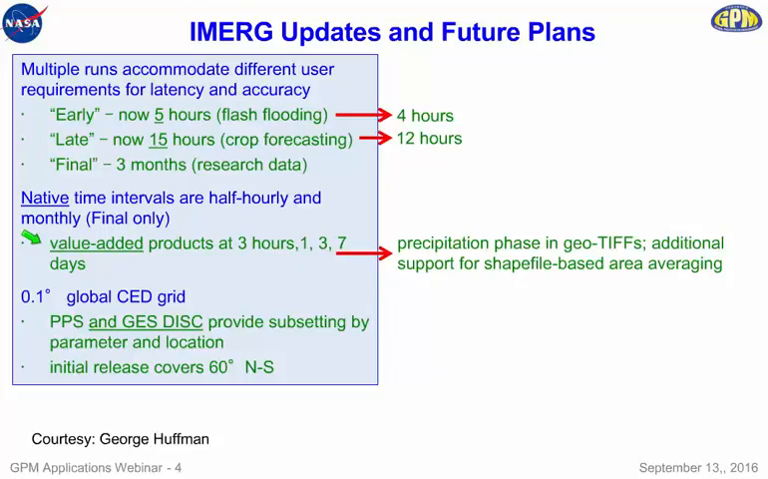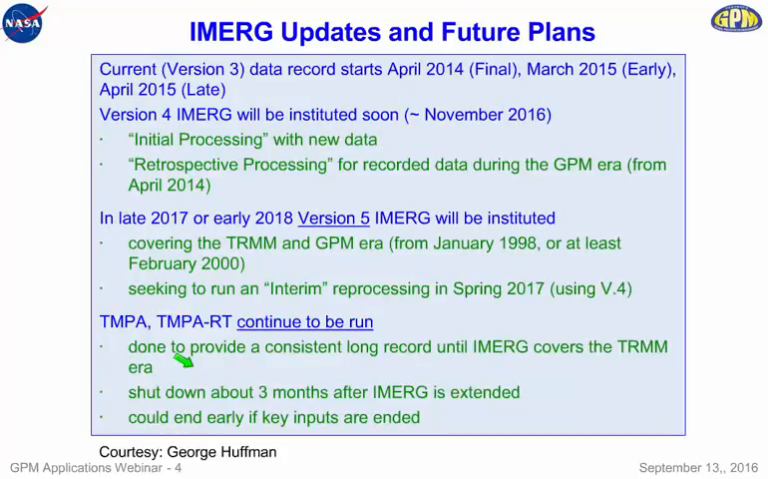And there will be value-added products as shown here, like 3 hourly, 1, 3, and 7 days accumulation. Some of them are already available, and they will also be available as geotiffs, so that they can be used with either ArcGIS or QGIS readily. So we will see where these data are available. Currently, IMERG is covering 60 south to north latitude, but when the final product comes out in a couple of months, it will be extending from 90 south to 90 north.